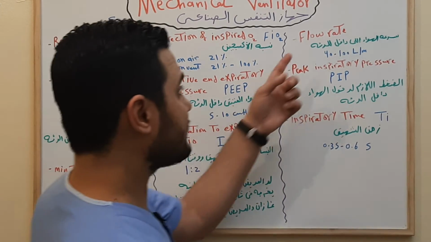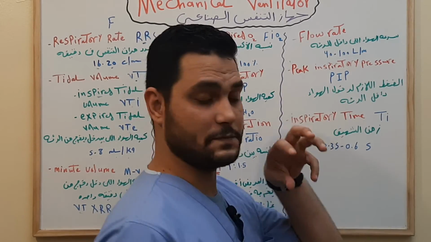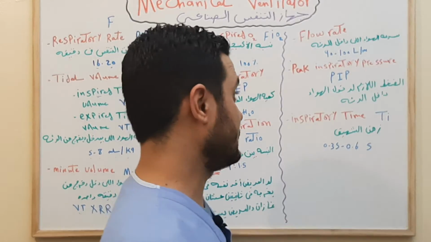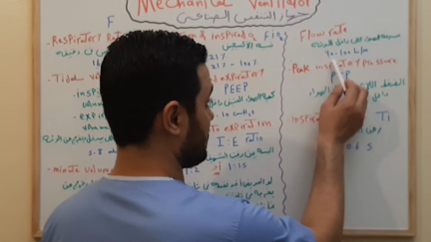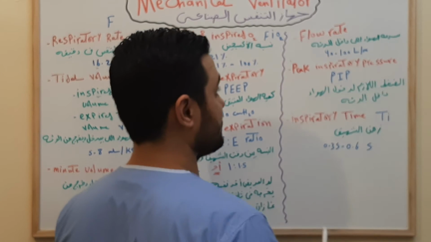After that, flow rate. This is the speed of air entering the lung. The normal range is from 40 to 100 liters per minute.